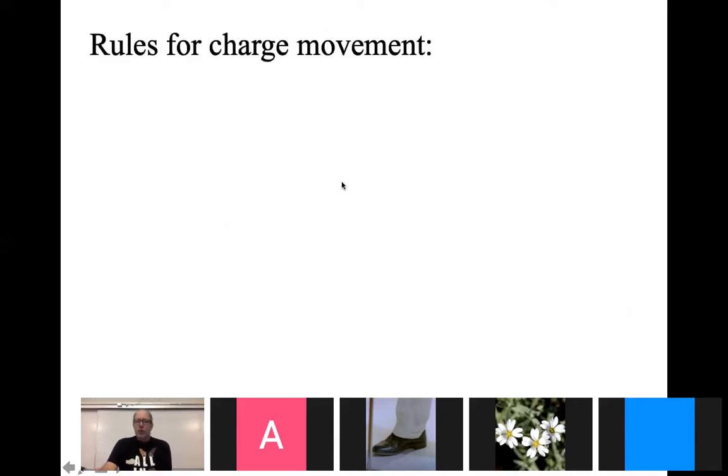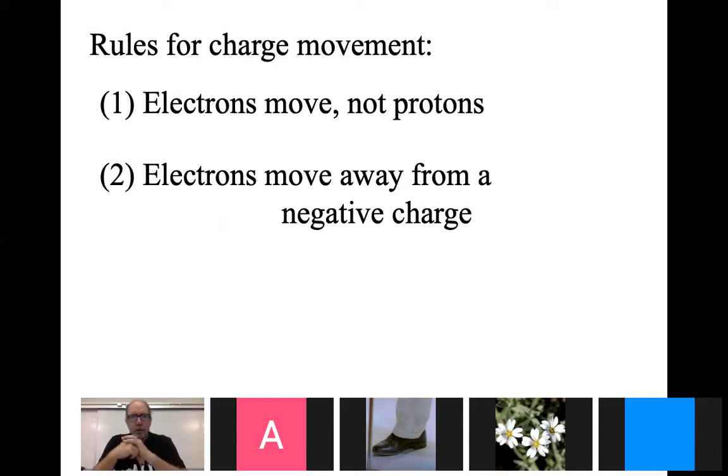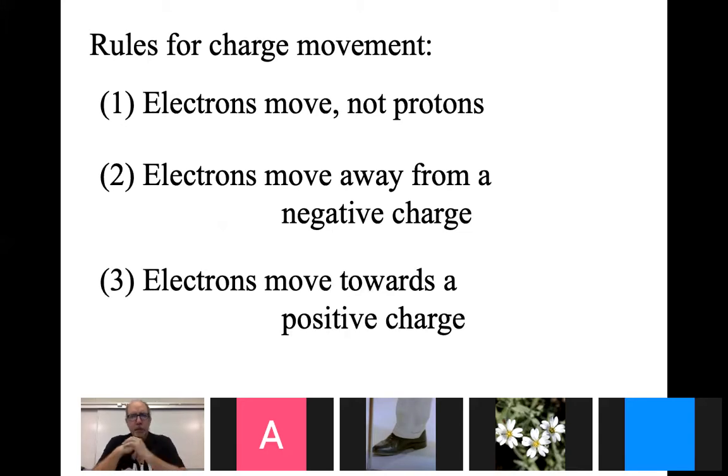All right. The rules for charge movement. There are 3, and they're simple. Number 1: electrons move, not protons. Protons are locked in the nucleus. It's only the electrons that move. Rule number 2: electrons move away, are repelled, from a negative charge. And rule number 3: electrons move towards a positive charge. Those are the rules for charge movement. Simple. It's the electrons that move, and they're repelled from a negative, and attracted to a positive.